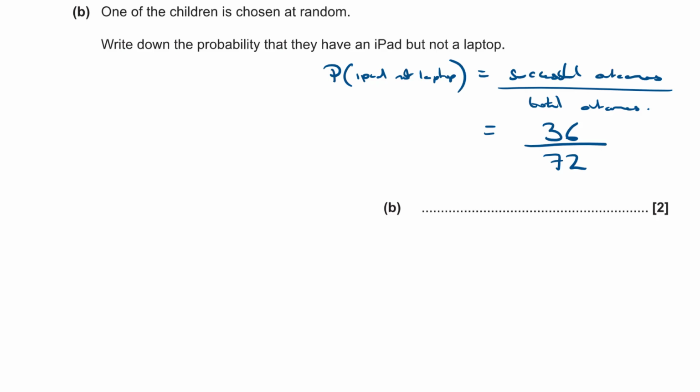Now, you can cancel that down if you want to, but you never get any extra credit for probability questions for cancelling down the fractions. So you might as well just leave it like that. Okay, but if you do cancel it down and get a half, go you. You've just wasted 3 extra seconds of your life.